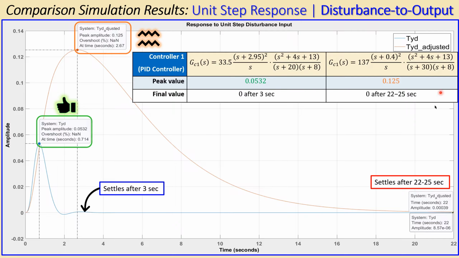So again, just looking at the disturbance, this is the controller and this is the adjusted value. So you can see the peak value. This is again much larger than that one. And you can see after approximately 3 seconds, but this is then approximately after 22 or 25 seconds.